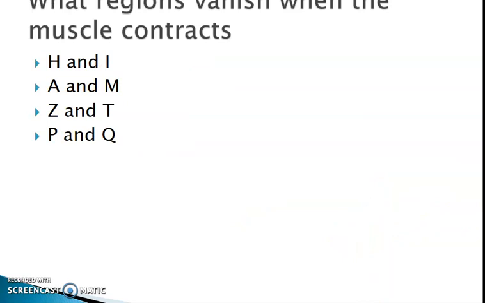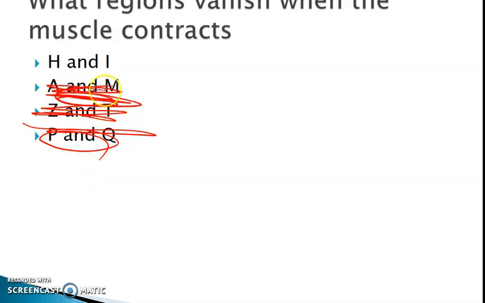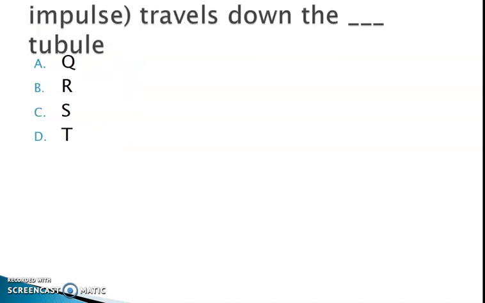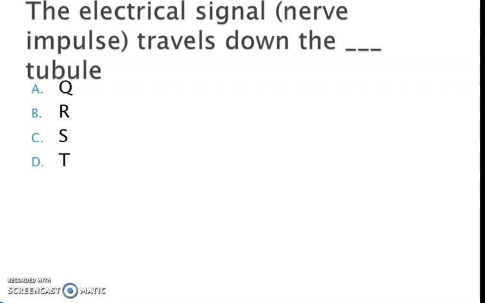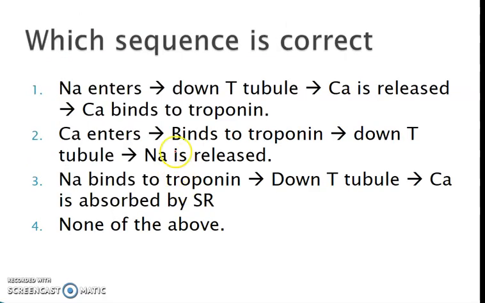So this motor neuron attaches to these fibers. What vanishes when the muscle contracts? P and Q, I have no idea what that is. We didn't learn it. T-tubule, that can't vanish. A and M, no. The H zone and the I band. So again, on your test, it's alphabet soup. Electrical impulses, Q, R, S, or T. Well, the tubule looks like a letter T, so it's called a T-tubule.